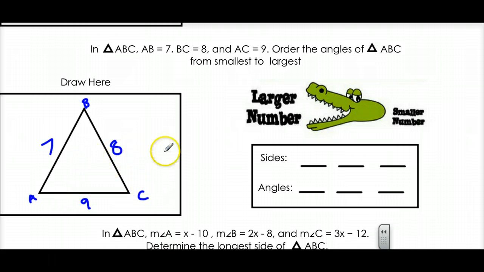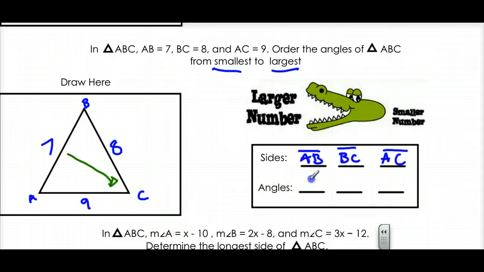So let's start by doing the sides, smallest to largest. We know our smallest side is AB. Smallest to largest. Pay attention to the question. Our next smallest would be BC, and our largest one would be AC, which is 9. Now we just have to look at what's across. So opposite AB is angle C, so angle C is our smallest angle. Opposite BC is angle A, and opposite our largest side is angle B.